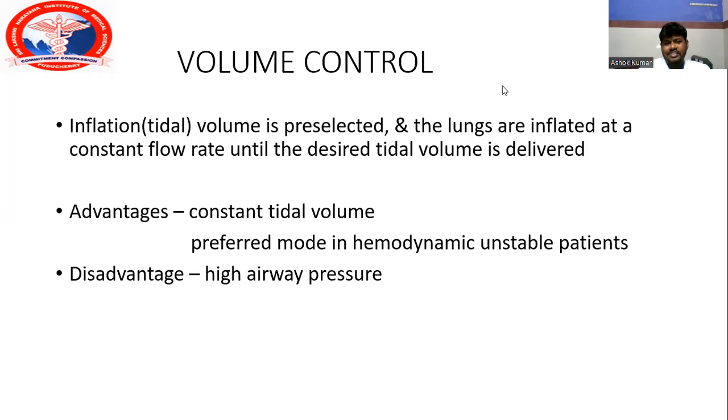The main advantage is having a constant tidal volume. And it is most commonly preferred in hemodynamically unstable patients. When a patient comes with septic shock or any cardiogenic shock, the most commonly used mode will be volume control ventilation, but it has the disadvantage of high airway pressure. So it is most commonly avoided in patients with any lung pathology.